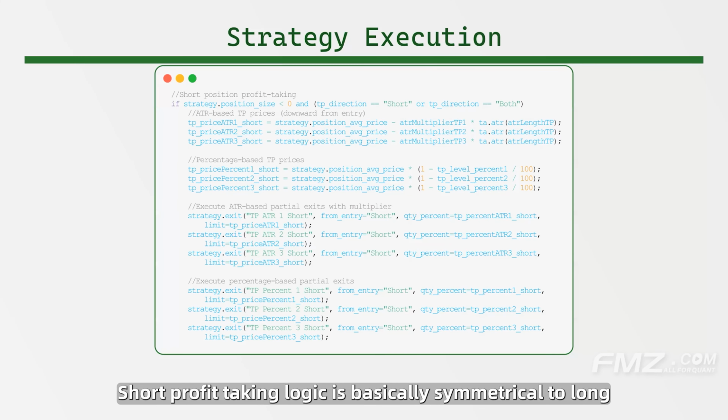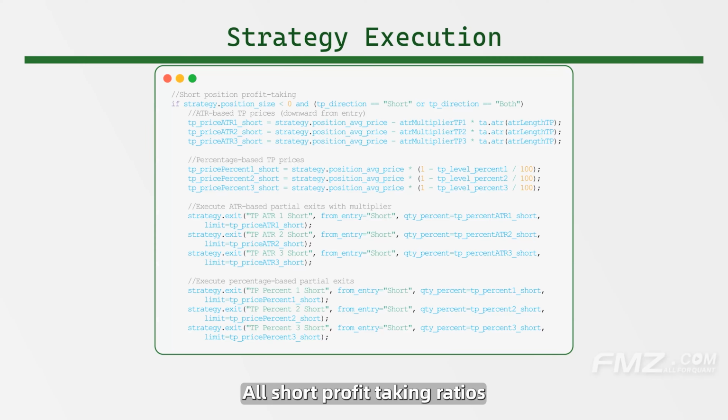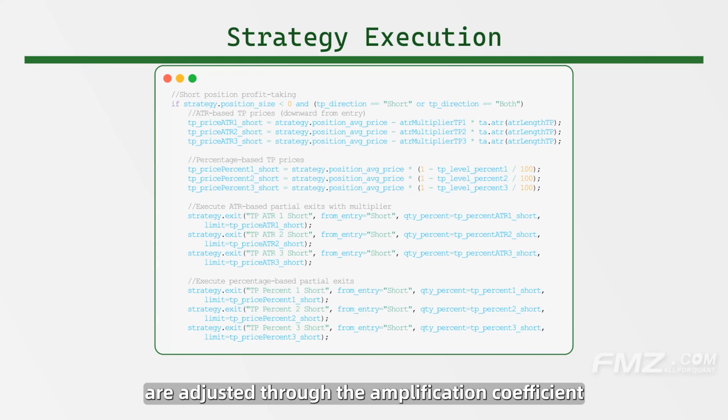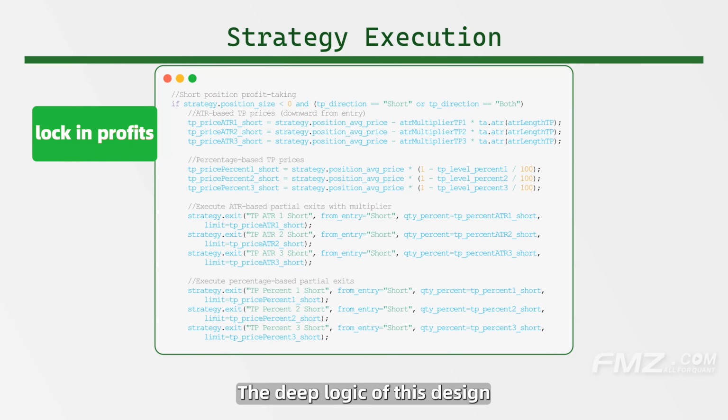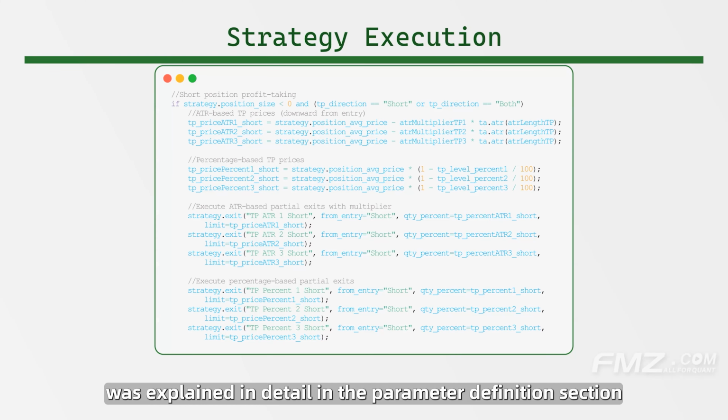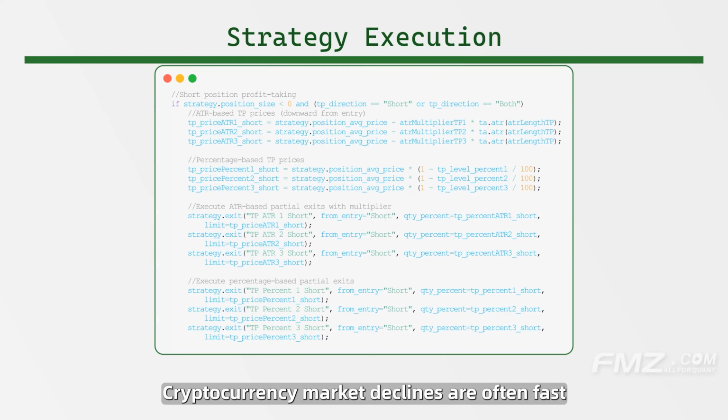Short profit-taking logic is basically symmetrical to long, but the key is the difference in position allocation. All short profit-taking ratios are adjusted through the amplification coefficient. This makes short profit-taking more aggressive and locks in profits faster. The deep logic of this design was explained in detail in the parameter definition section. Cryptocurrency market declines are often fast and prone to rebounds. Profits need to be realized more actively.